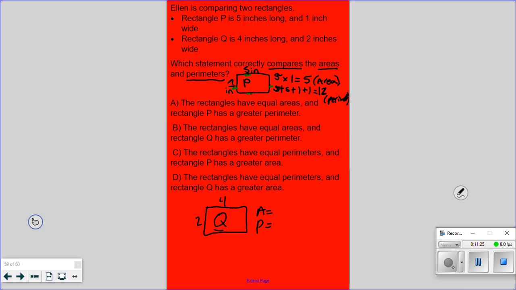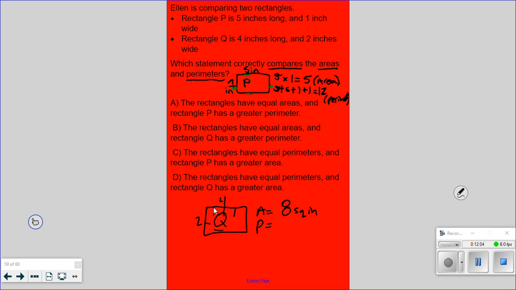When we're thinking about area, we're thinking about an array. So think about a 4 by 2. Ashlyn, you got the area? It is 8. 4 by 2 would be an area of 8.